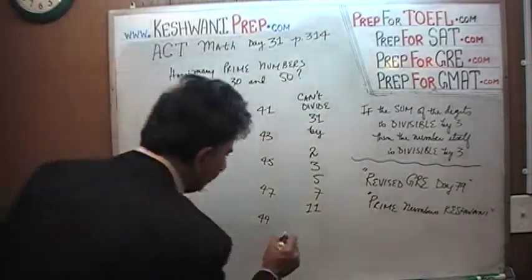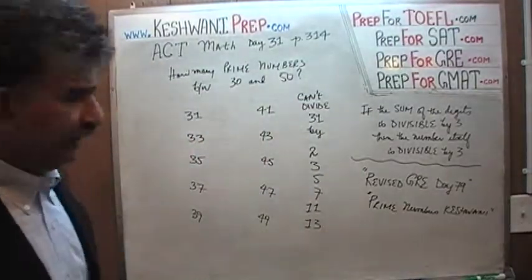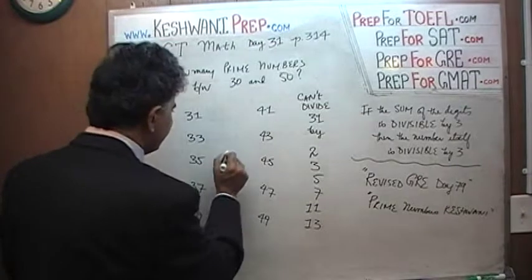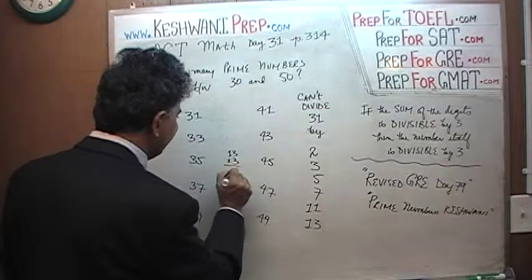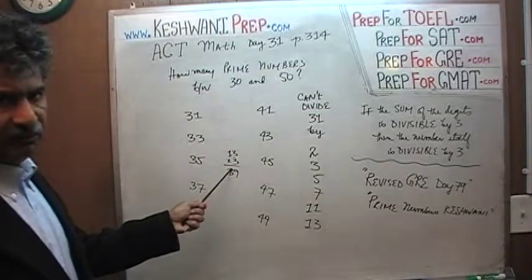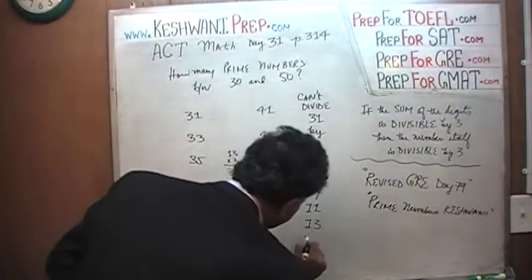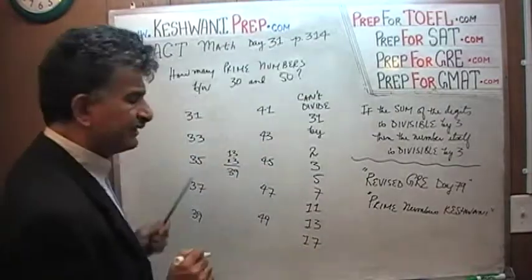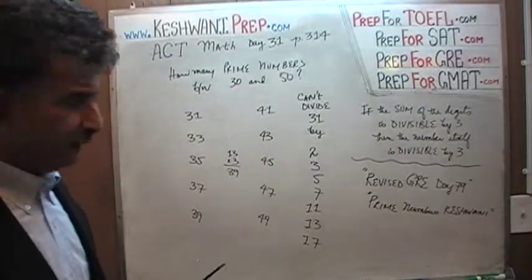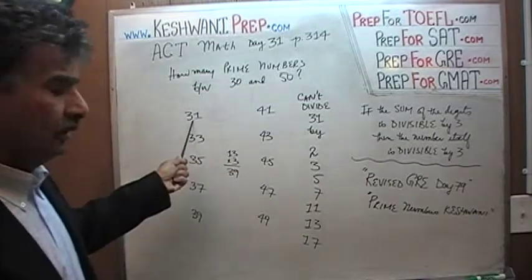Let's move on to 13. Is 31 divisible by 13? The answer is no, because 13 times 3 is 39. That's too large, and 13 times 2 is 26. That's too small. It is not divisible by 13. The next one is 17. Is 31 divisible by 17? The answer is no. 31 is not divisible by 17, because 17 times 2 is 34. We are already above 31.